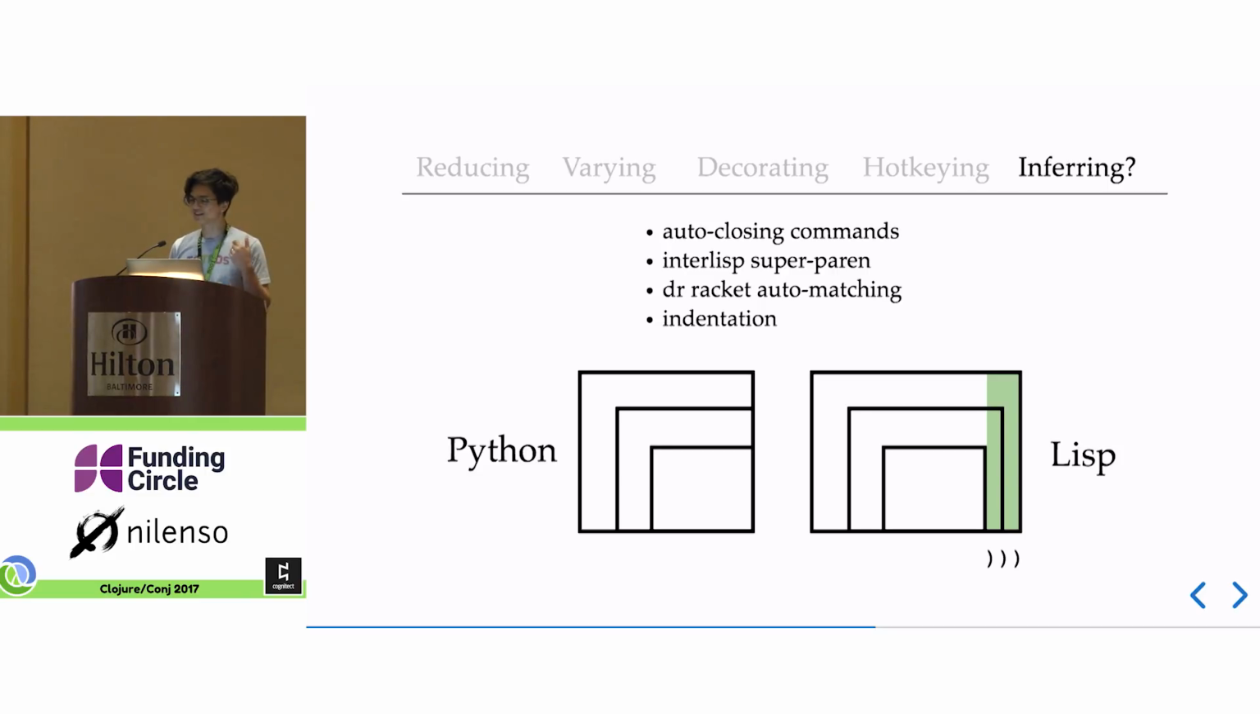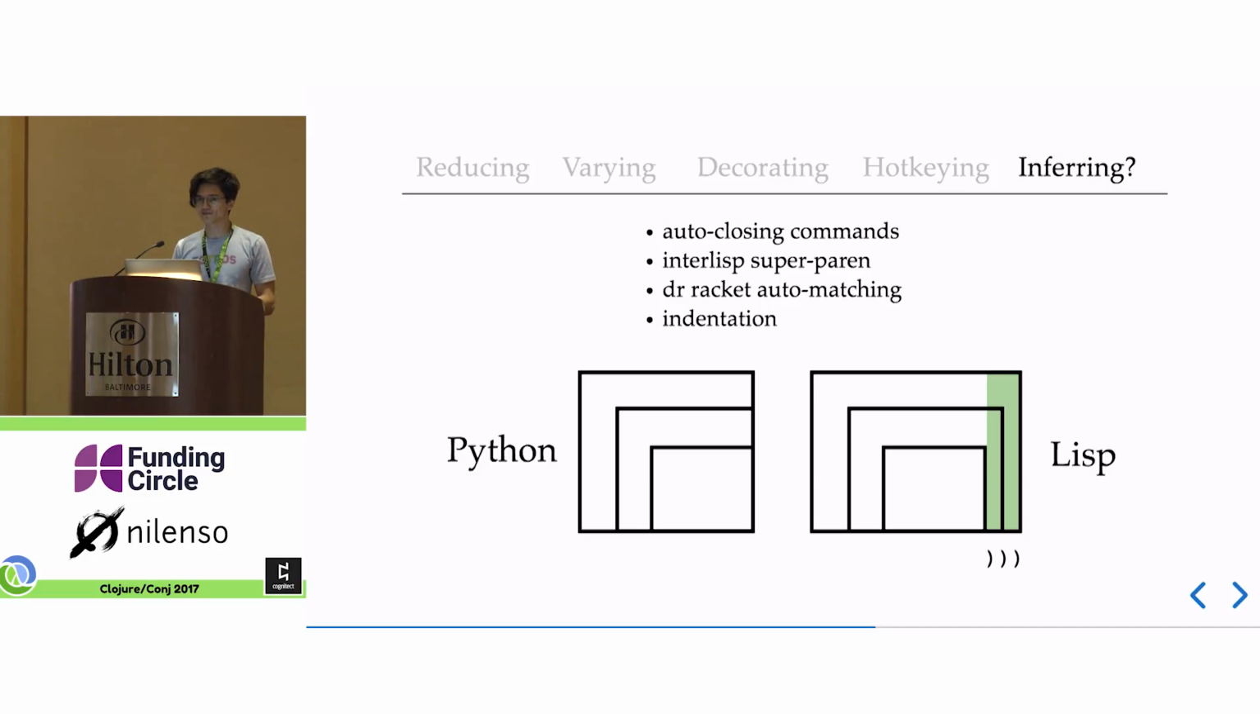So, inferring. There are some instances where we're starting to infer the parentheses. In old Lisp editors, you could type an incomplete statement and press enter, and it would close all this stuff for you. Interlisp had this super paren. It was a square bracket that you could use to close all the previous open parens. DrRacket allows you to type an incorrect, unmatched paren, and then it would automatically say, oh, you meant to put this one in, and put that in for you.